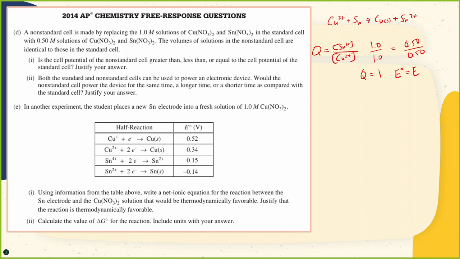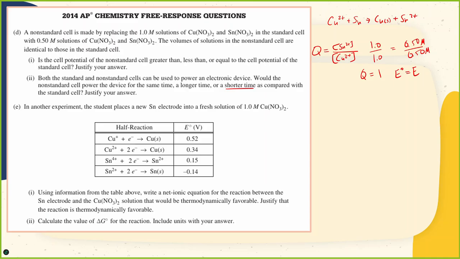The problem is with number 2: both the standard and non-standard cells can be used to power an electronic device. Will the non-standard cell power the device for the same time, a longer time, or a shorter time? Justify your answer. Well, if we have half the amount of reactant here, a 0.5 molar solution, it's not going to run as long. So it's going to be a shorter time compared with the standard cell because the 0.5 of the copper will run out and be consumed faster.